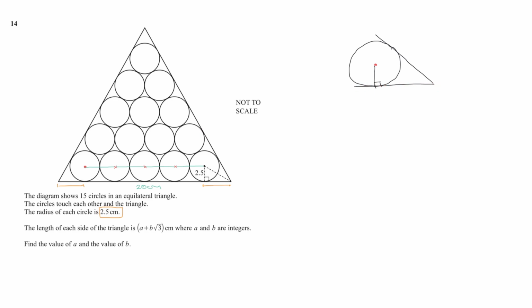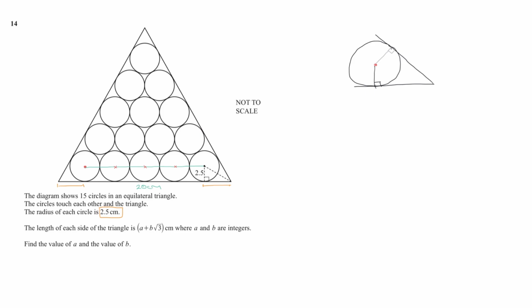Furthermore, we're told in the second sentence of this question here that the circles touch each other and the triangle. Now the word touch there is important, since that tells us that the triangle we have here is touching the circle and not intersecting it. And the only way that's possible is if both of these side lengths are tangents to the circle. So I could draw a radius up here as well and another right angle here.